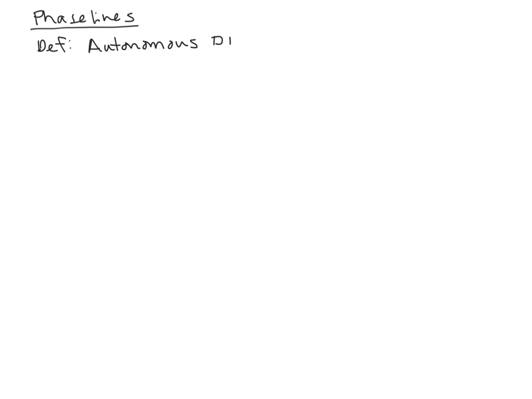So an autonomous differential equation is... I don't want to use the word dependent because I'm going to use dependent in a different spot. An autonomous differential equation contains only the dependent variable.